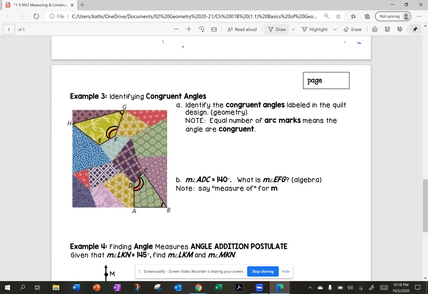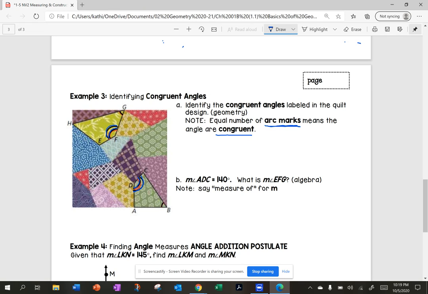Okay, let's look at some congruent angles. Identify the congruent angles labeled in the quilt. Anytime I have an equal number of arc marks, that means the angles are congruent. So here are some arc marks. Just like we have tick marks for segments, I have arc marks for angles.